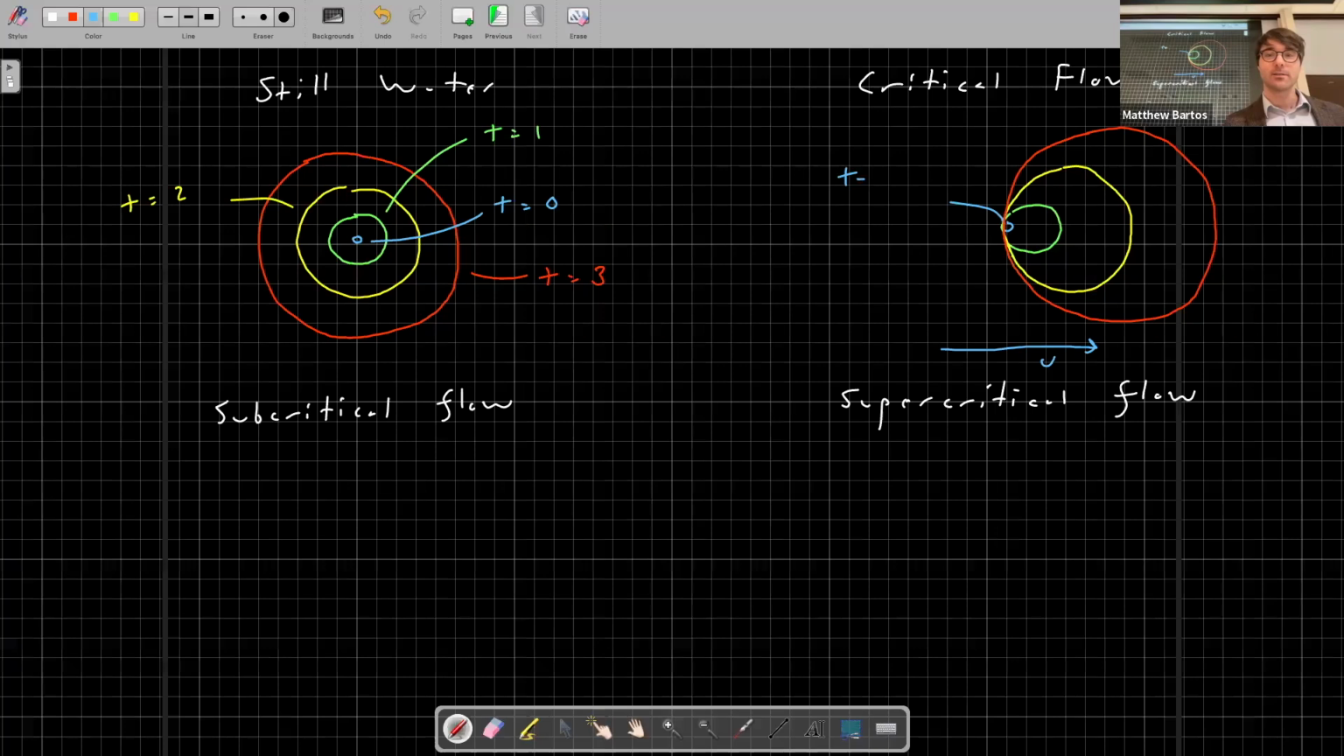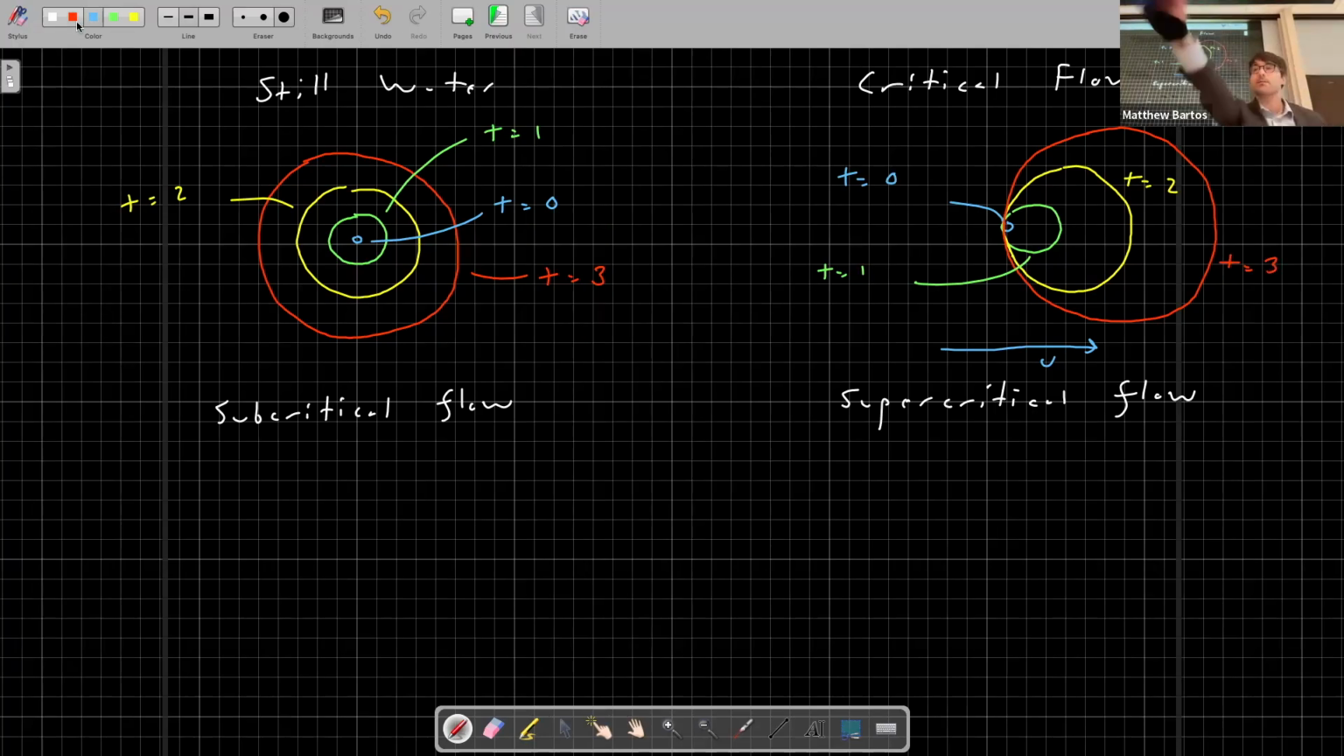This is t equal to 0. Green is t equal to 1. Yellow is t equal to 2. Red is t equal to 3.